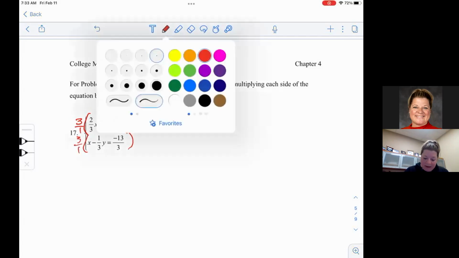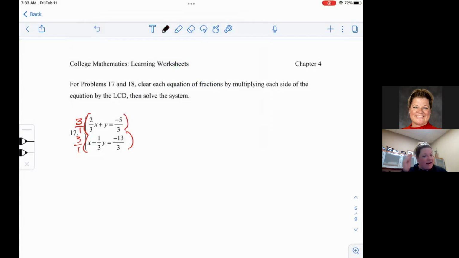Okay, I'm going to switch my pen to black, and let's go ahead and multiply that. So when I multiply 3 by 2/3, the 3's cancel, and I get 2x. When I multiply 3 by y, I get 3y. I mean, 3 over 1 times y is 3y. And then the last one, again, the 3's cancel, and I'm left with equals -5. Much prettier equation.